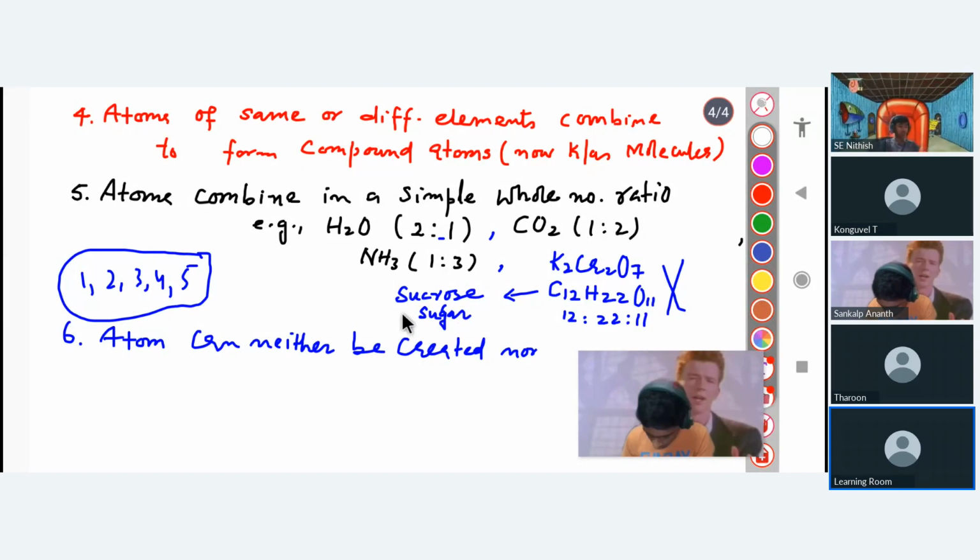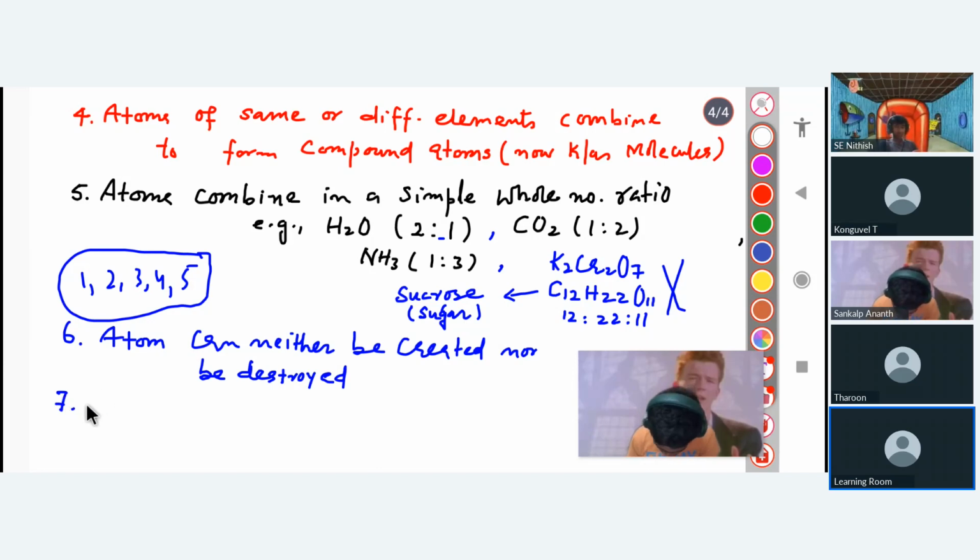Sucrose sugar. Yes, sir. Continue. Okay, now tell me that atom can neither be created nor be destroyed according to Dalton, but we can destroy it. We will study it later in the limitations. Yes, sir. Okay, then what was the next postulate? Can you tell me?